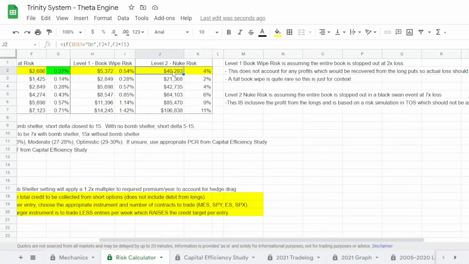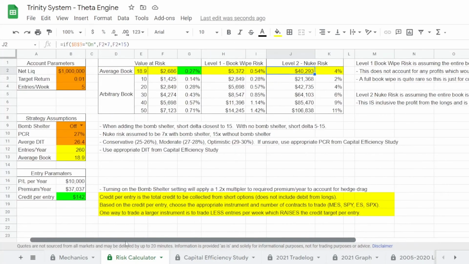So these are simulated based on 20% down, VIX 80. So take it with a grain of salt, but this is sort of the best approximation I can come up with. Okay, so right now with no bomb shelter on, it's 15x. So rather than 0.54%, it's a 4x drawdown. Okay, now that doesn't seem very big. That's because I've only set the target return at 1%.